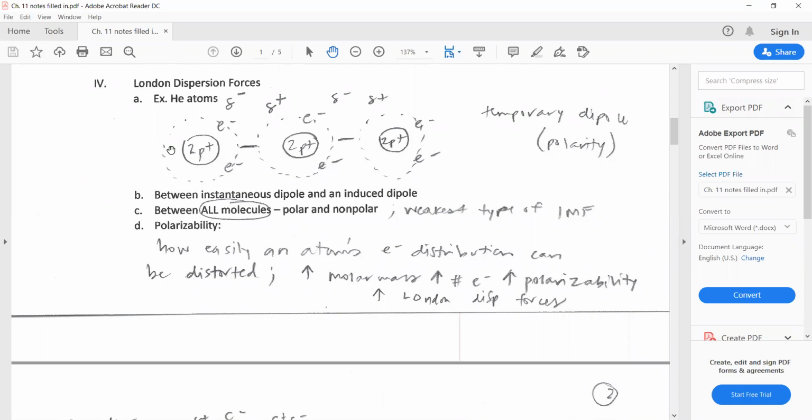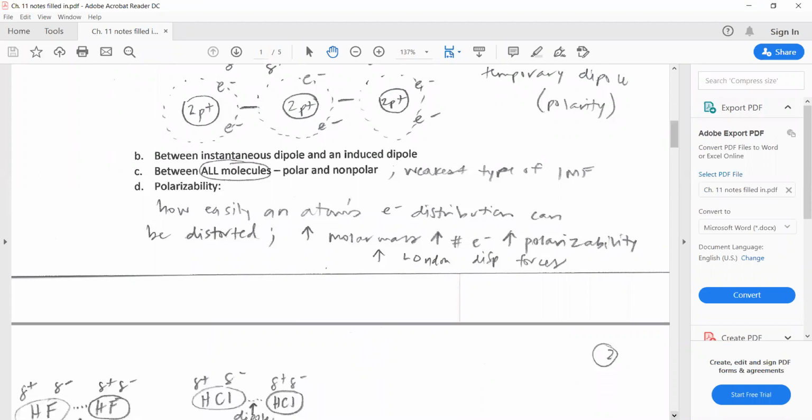Well, what we know is that the more electrons are in an atom, the greater its polarizability, because the more electrons you have to work with, the more negative a side can become, and then the bigger the polarity. So here what we say is, if you are comparing polarizability or London dispersion forces, the greater the molar mass of the molecule, you're going to have a greater number of electrons, and therefore you have greater polarizability. And lastly, what that means is you have greater London dispersion forces.